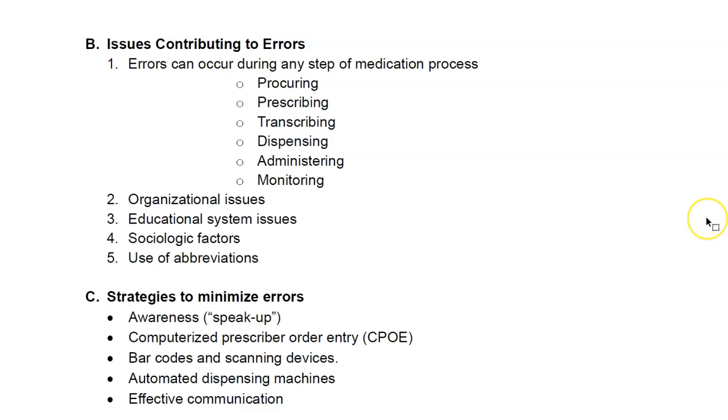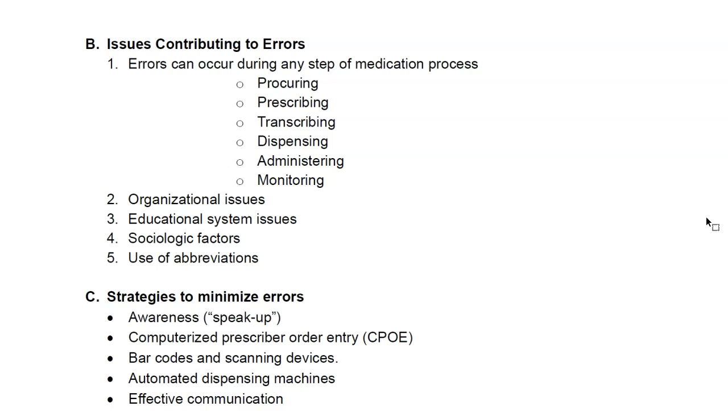Issues contributing to errors. So there are different factors that can lead to medication errors, and they can happen within a certain point of the medication administration. So errors can happen during any step of the medication process. So whether it's procuring or gathering all the ingredients, prescribing, so when the doctor is writing the order, or the NP or PA, or the provider, or when there needs to be a transcription, so it's being transcribed. Maybe somebody said it verbally and somebody has to type it.